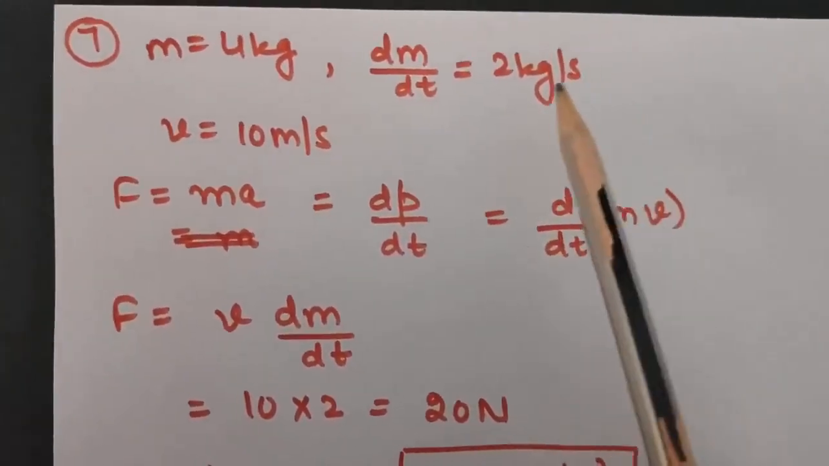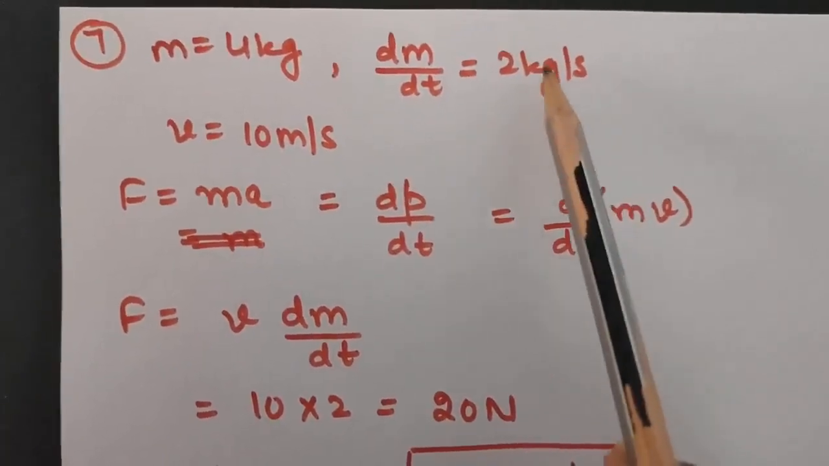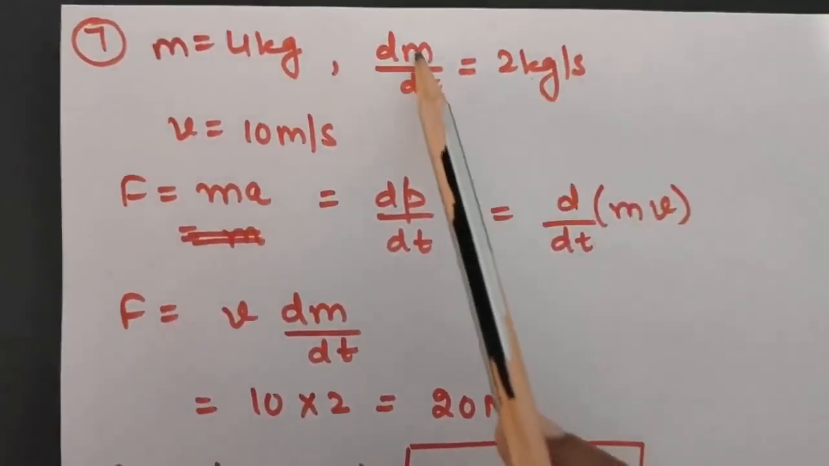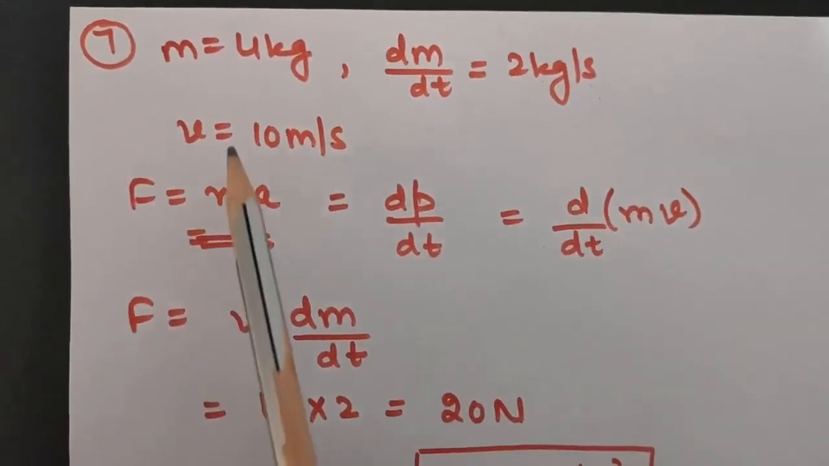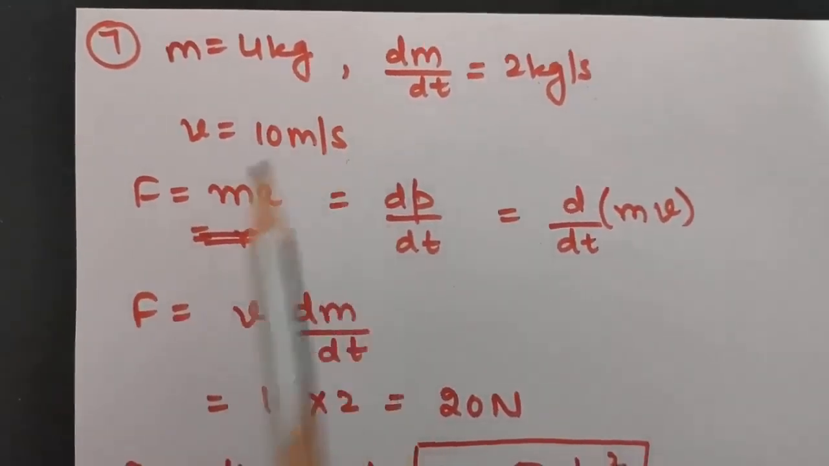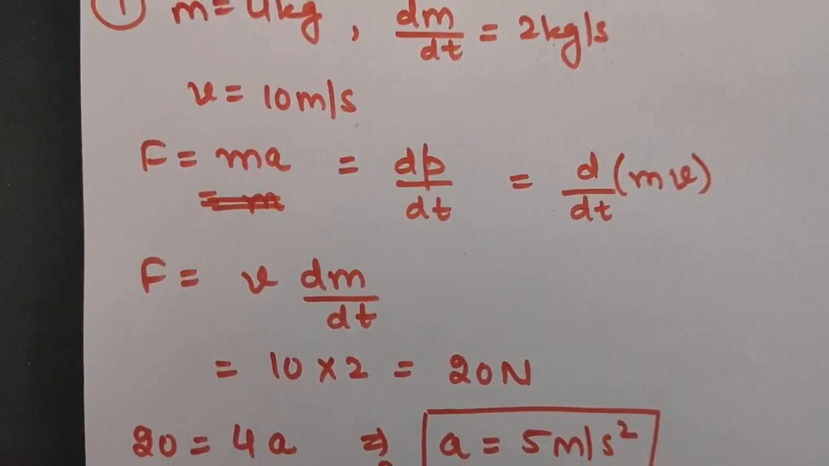Okay, and you can easily conclude it by the units that it is nothing but mass per unit time. So this is dm by dt. Now velocity is given to be 10 meters per second. So you have to calculate the acceleration again.